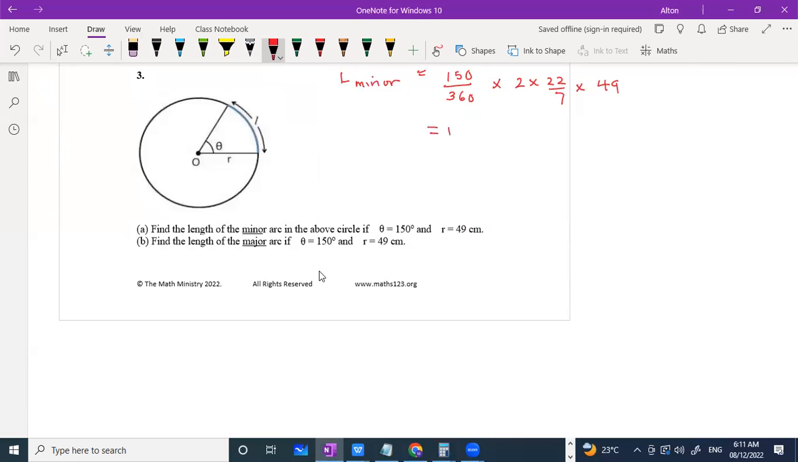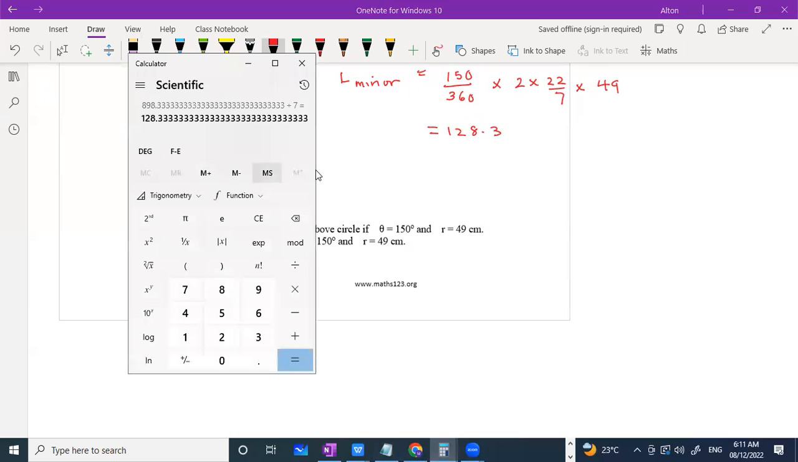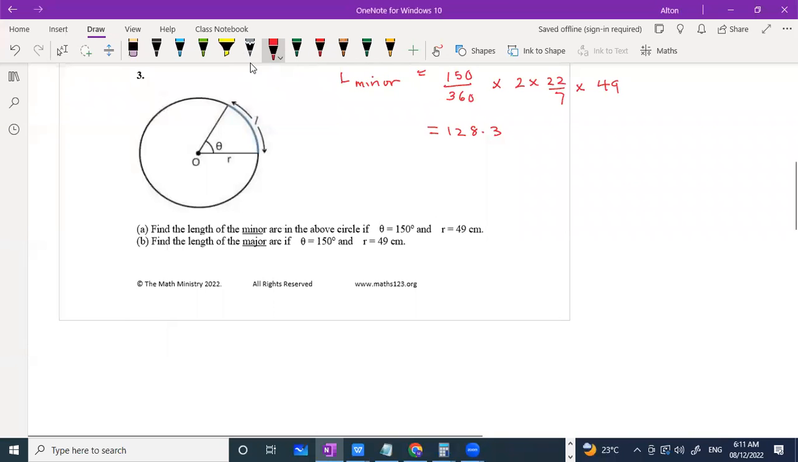So let's write it down as 128.3. Just to double check that working there. Always a good idea when you work in these problems to double check your answer. So let's go again. 150 divided by 360 multiplied by 2 by 22 is 44. Then we multiply that by 49. And finally, we divide by 7. Right, 128.3, one decimal place. So this will be the length of our minor arc.